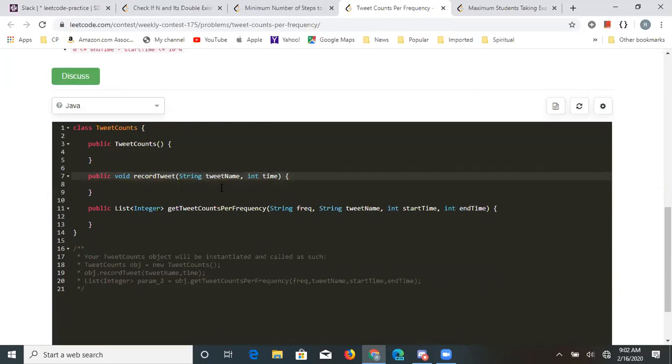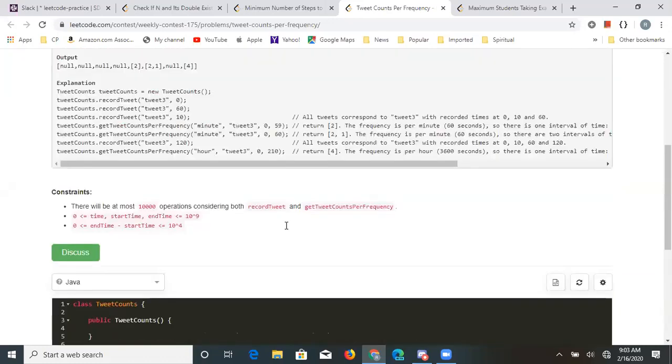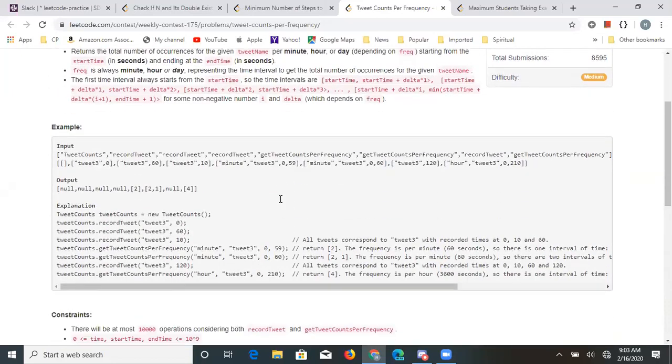store the time when this tweet came, and then you will be asked for the frequency, on which granularity, whether it is minute, hour, or day. It takes the tweet name, the same thing we were storing in the first case, and a start time and end time. So you have to return all the tweets between that time for that particular key and that granularity. We'll go through the example and it will make more sense.